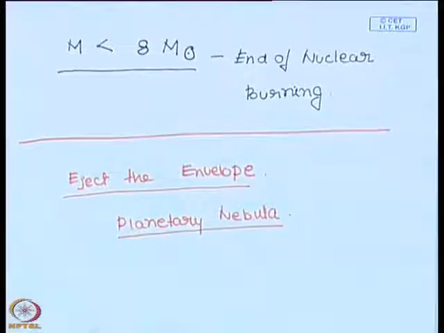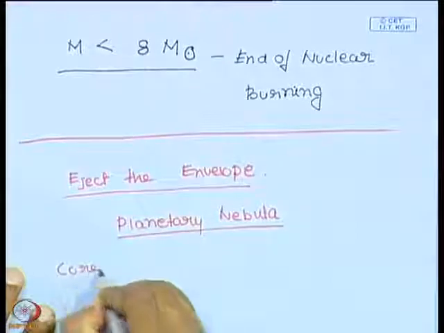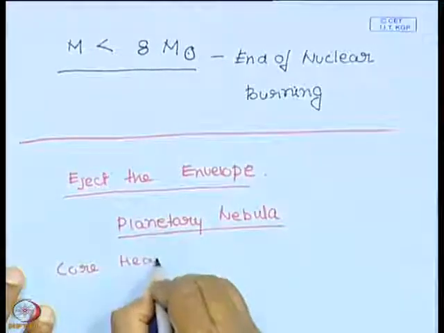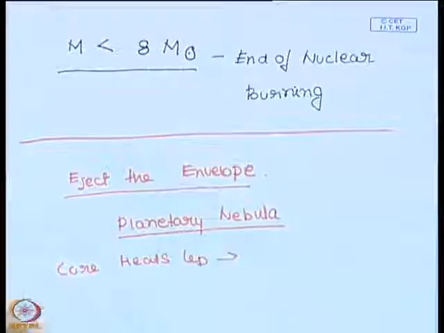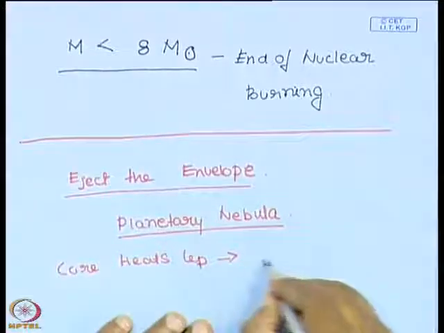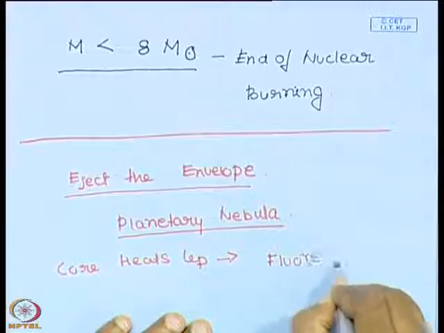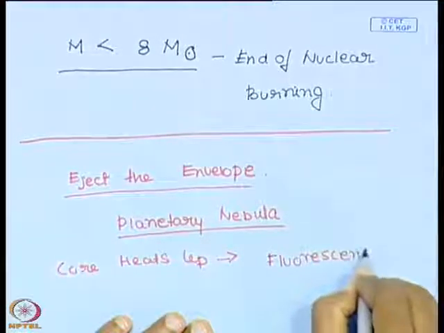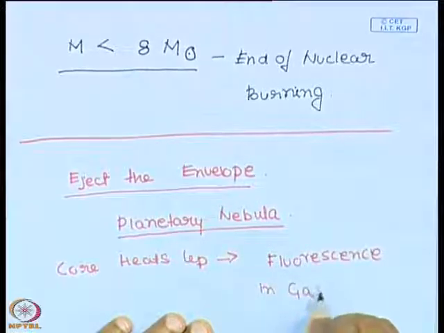The core heats up tremendously, and the radiation, the photons from the core, fall on the envelope and cause fluorescence. They cause fluorescence in the gas in the envelope.